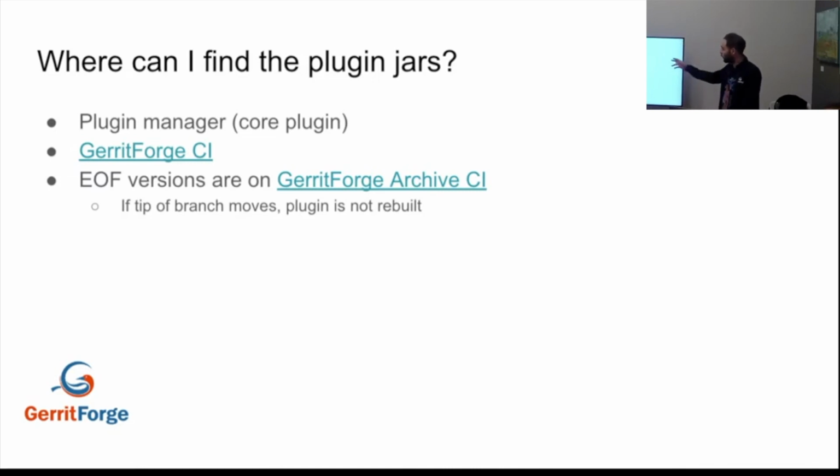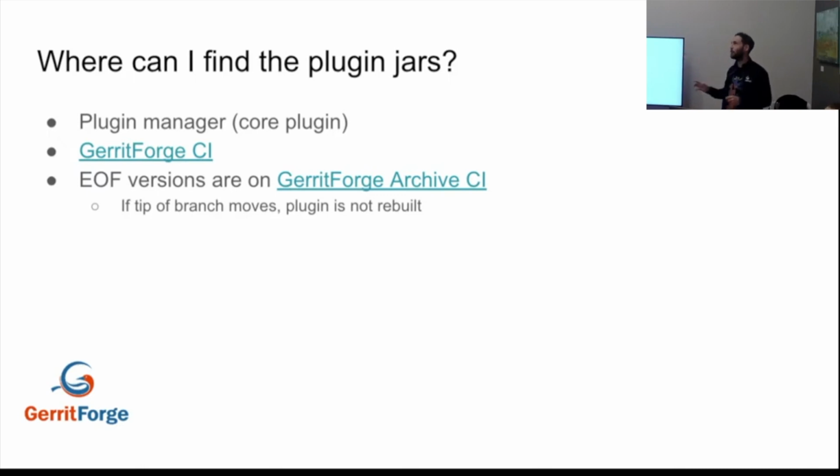There's the GerritForge CI, which provides all the plugins, we build all the plugins for all the non-end-of-life versions, so for all the live versions. So all the plugins that are maintained are going to be there. And then the end-of-life versions, so plugins for 3.4, 3.5, 3.3, and all of it, and before then, are in the archive CI. Now, there's a trick here.